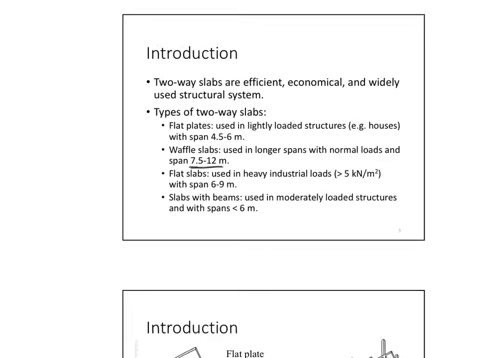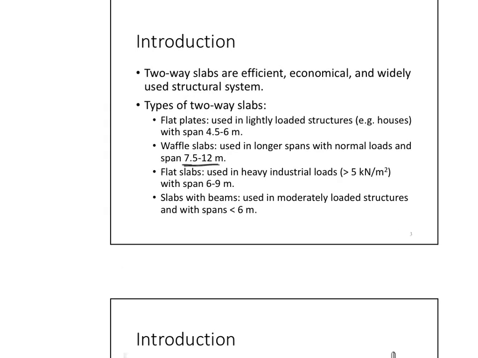Back to this, we can take a quick look at the different span lengths which are considered economic. For flat slabs, we have between 4.5 and 6 meters. Waffle slab can go higher, all the way to 12 meters. Flat slab for heavy industrial load can take up to 6 to 9 meters.